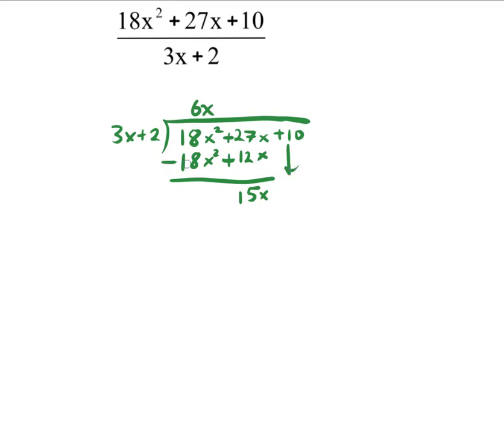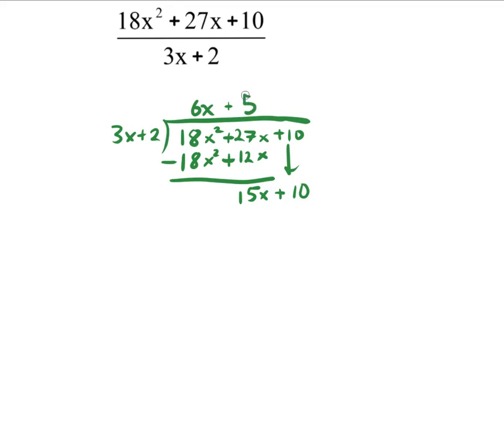So I end up with 15x, and then I bring down. This is the bring down step. After you do this subtraction, right? You bring down, and I get plus 10, right? So now I have 15x plus 10, and once again, I'm going to start that whole process over again. I'm going to say how many times does 3x go into 15x, and you'll notice 3x goes into 15x. How many times? 3x goes into 15x, a total of 5 times, right?